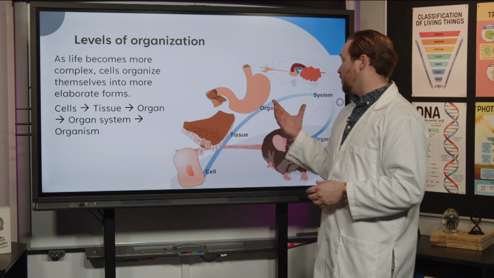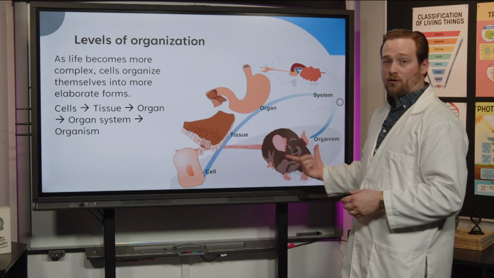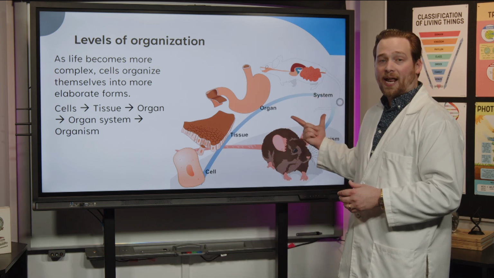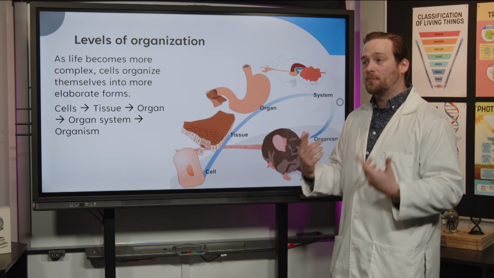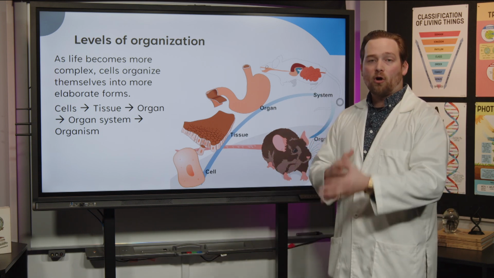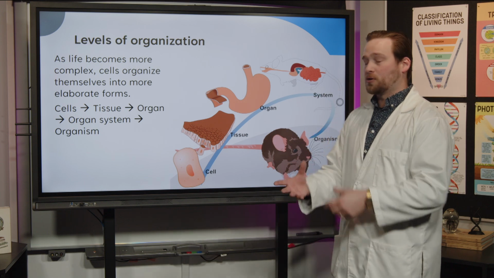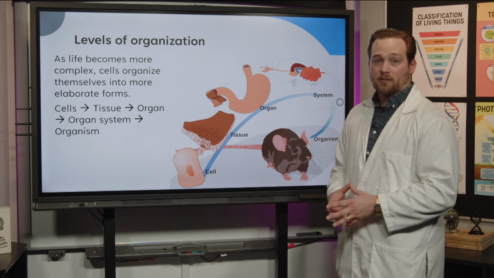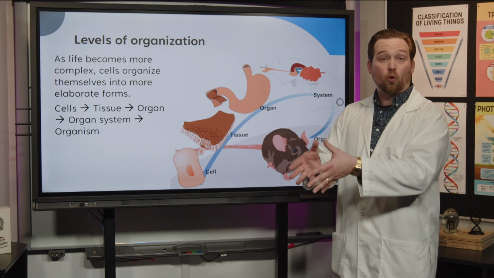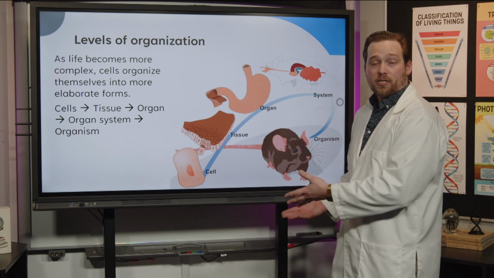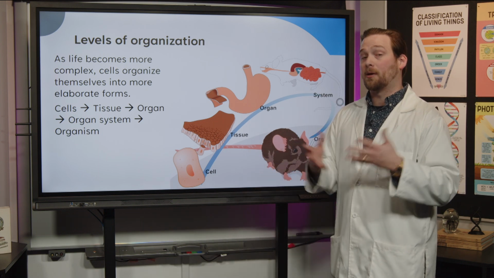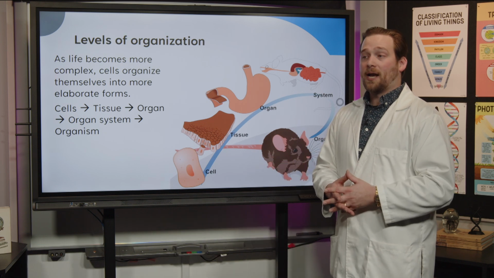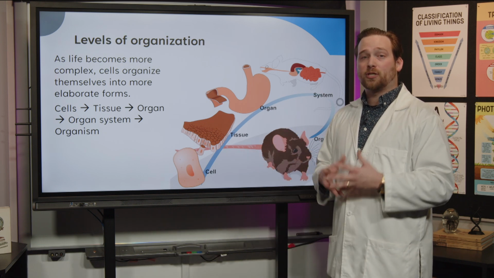Lastly, when you have a couple different organ systems working together, we'll make an organism. So we might have your digestive system, your cardiovascular system, your nervous system, your urinary system. When they're all coming together to make sure you're working the way you're supposed to, that's called an organism. And an organism is just any one living thing. So a mouse is an organism, your cat, your dog is an organism, you are an organism, a plant is an organism. But our levels of organization actually don't stop there.